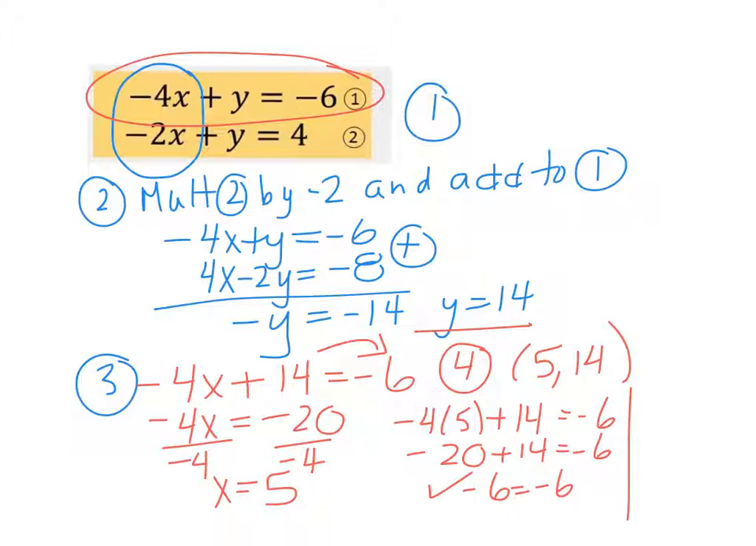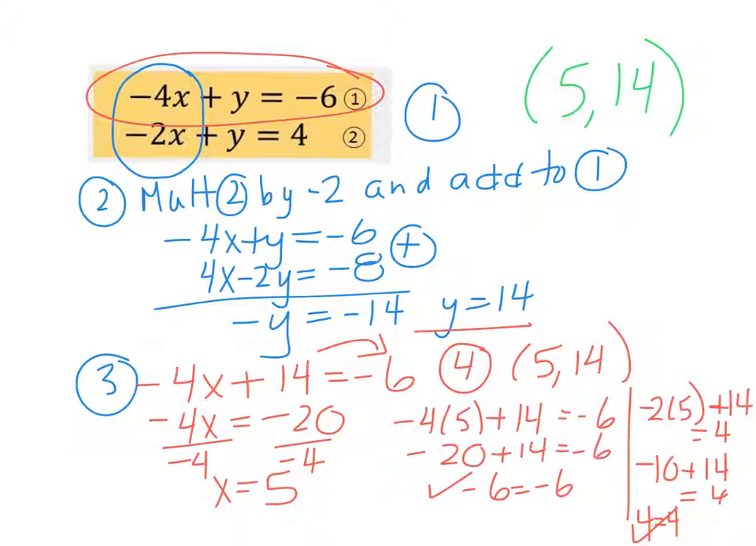It's correct in my first equation. In my second equation, I have negative 2 times 5 plus 14, and testing to see if that's equal to 4. So negative 10 plus 14 is equal to 4. 4 is equal to 4. It's correct in the second equation, so I can conclude that my solution of 5 and 14 is correct.